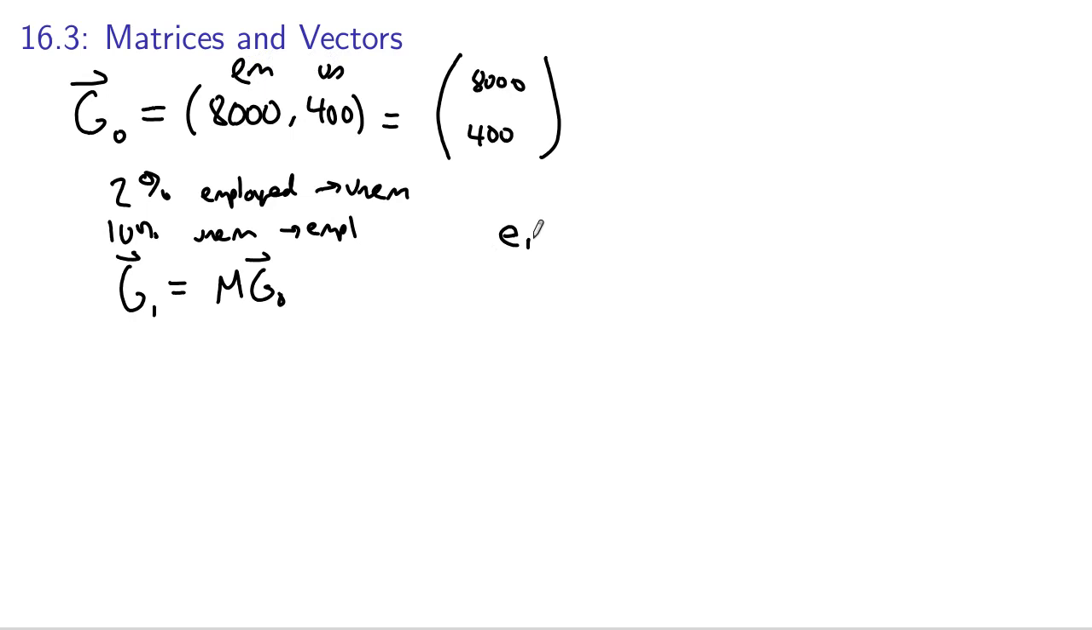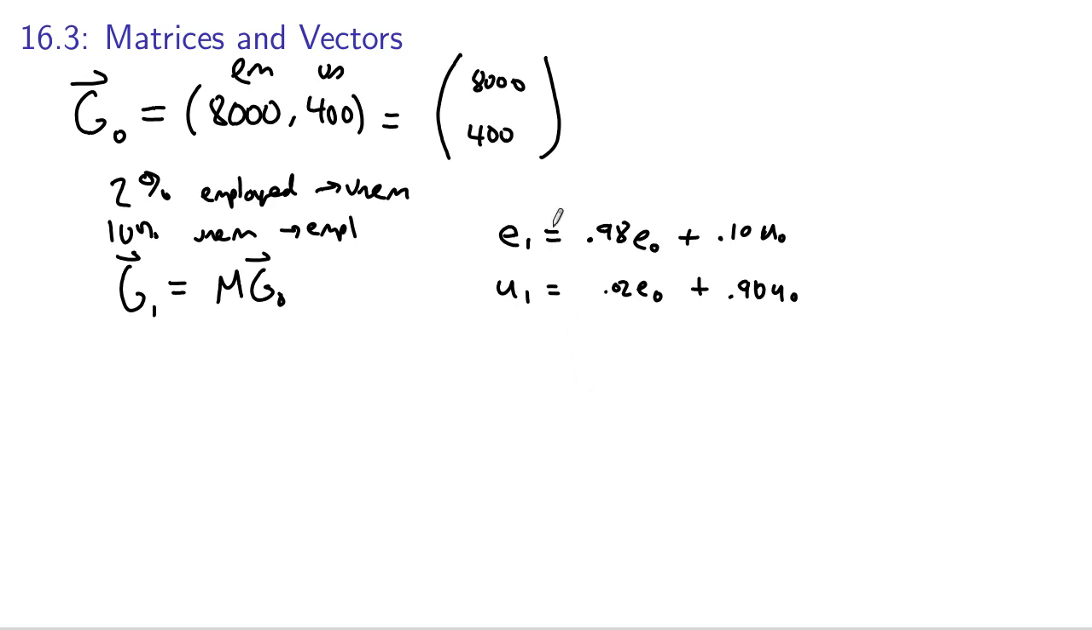So E1, the number of people employed after a whole year, will be, since 2% of the employed become unemployed, 98% of the employed stay. So 0.98 E0 will be E1, plus we gain 10% of the unemployed people, 0.10 times the unemployed from year 0. And the unemployed at year 1 will be the 2% of the employed people that became unemployed, plus the 90% of the unemployed that we retained from the first year.